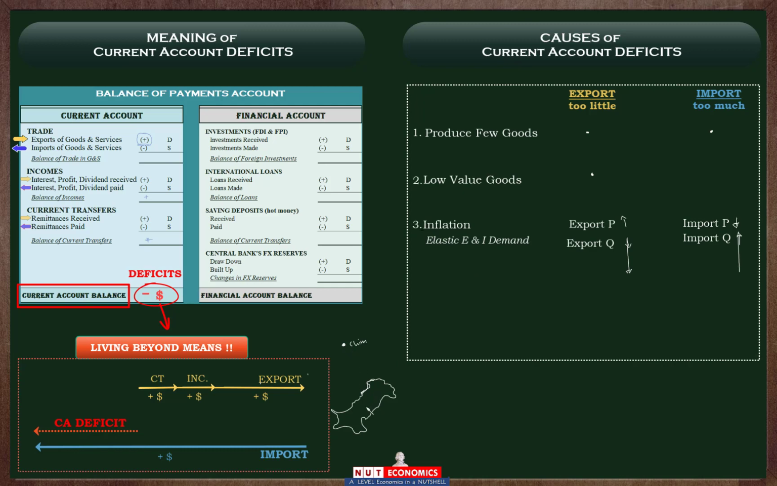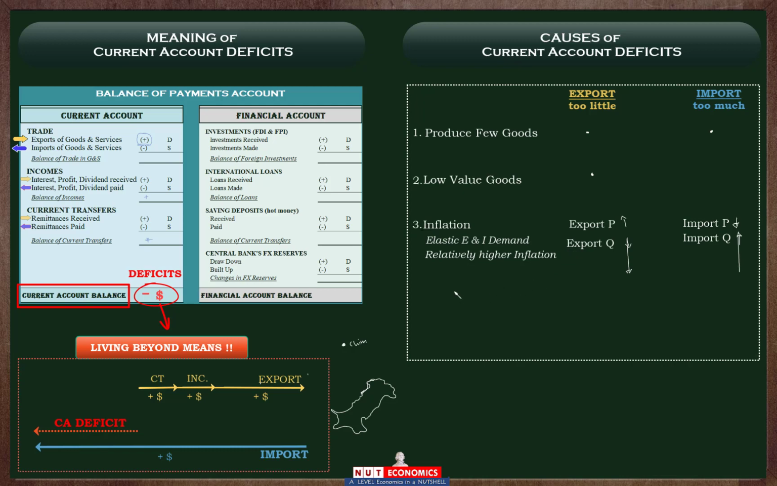Only then will inflation make your products relatively more expensive. So don't just say inflation will always cause current account deficit. If the inflation in your country is relatively more than the inflation in other countries, and if the import-export demand is elastic, then yes, inflation will cause a current account deficit. So that was a little bit of detail. It is important. This is something that will be asked specifically.